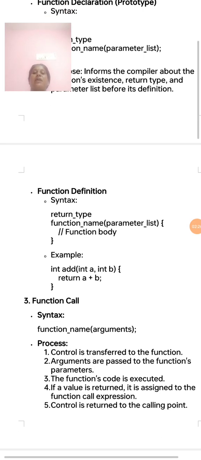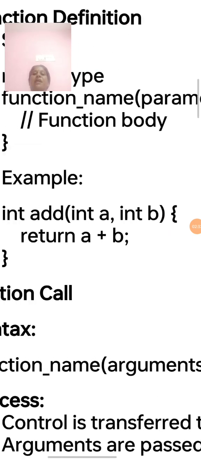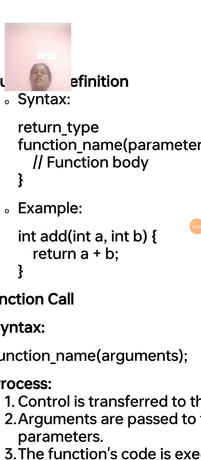An example: int add(int a, int b) { return a + b; }. Here int is the data type or return type of the function. add is the function name. Then int a and int b, these both are the arguments of the function. Here we are utilizing the addition in the program. So, return a plus b.